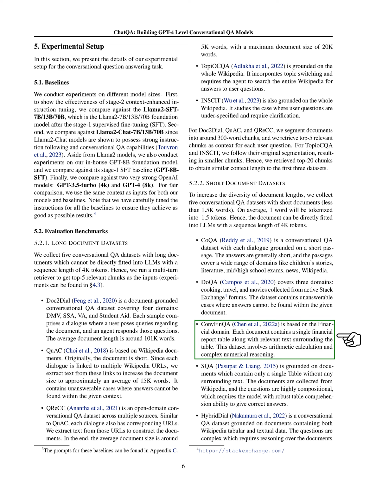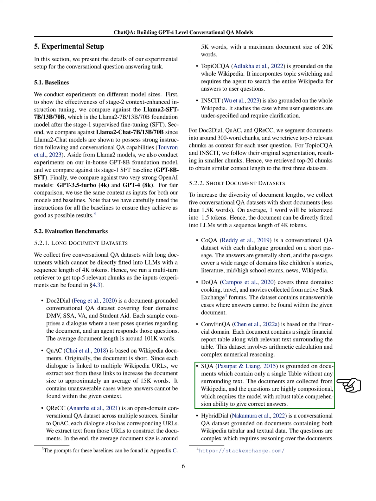The third dataset, ConvFinQA, is centered around the financial domain. Each document in this dataset contains a single financial report table and related text. This dataset involves arithmetic calculations and complex numerical reasoning. The fourth dataset, SQA, is based on documents that only contain a single table without any surrounding text. These documents are collected from Wikipedia, and the questions require a model with a strong table comprehension ability to provide correct answers.